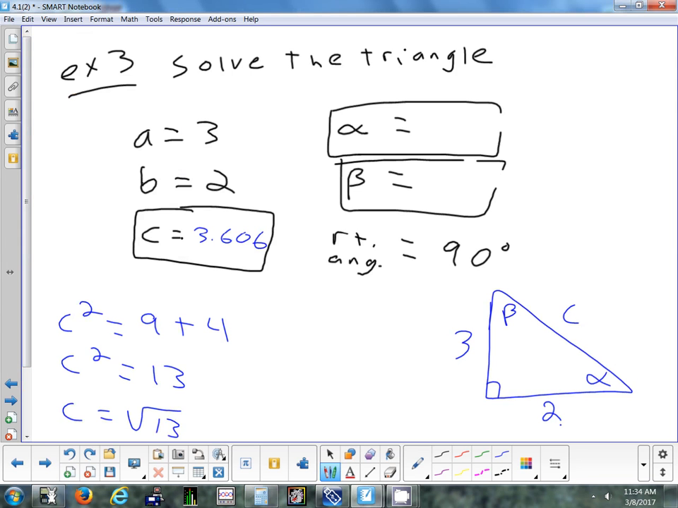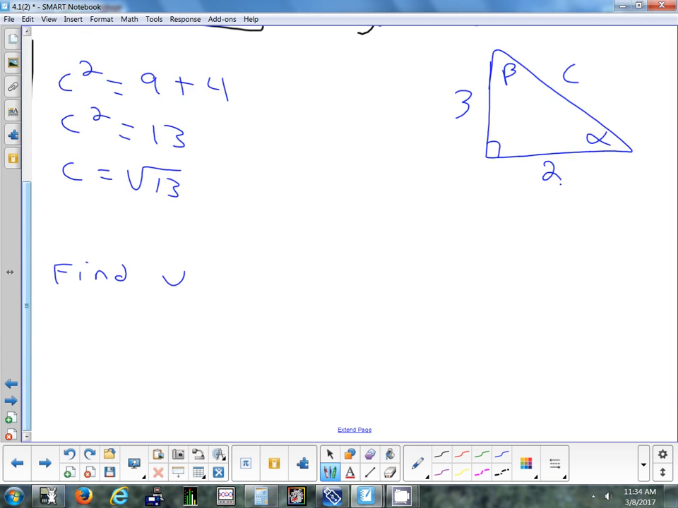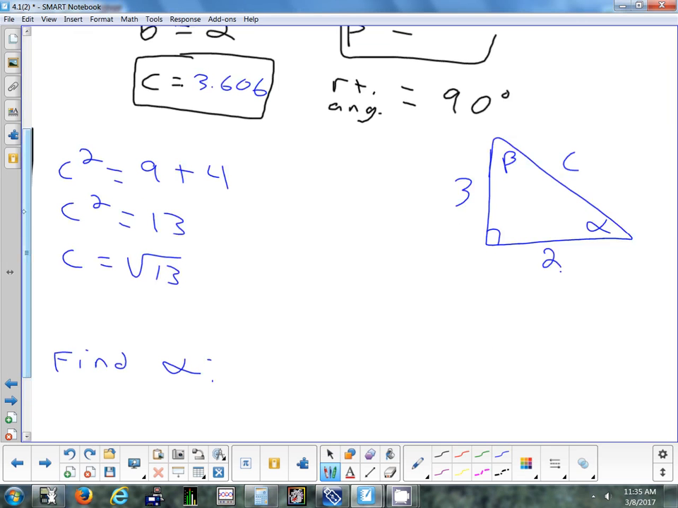It doesn't matter which one we do first. So Gabe, you want to do alpha or beta? Alpha. Okay. So I'm going to do the same thing I always do. I'm going to circle the two things I was given, and I'm going to circle the one thing that I want to find. So to find alpha, all I'm going to do is focus on what's circled in green. What's the name of the side that's 3 units long? Opposite. And 2 units long? Adjacent.